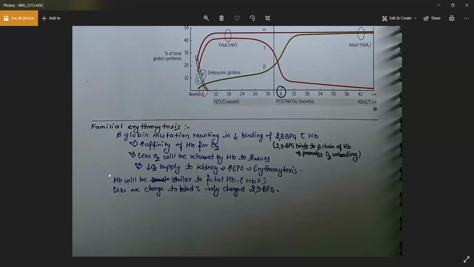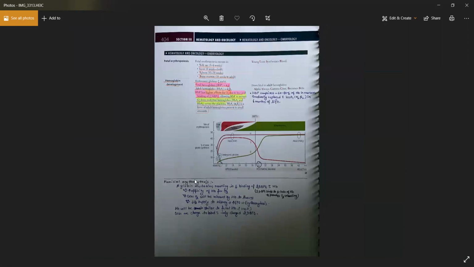Is that okay? So Stefan can ask you what this hemoglobin will be similar to, right? This adult hemoglobin will be similar to the fetal hemoglobin, because fetal hemoglobin also has the higher affinity for the oxygen, right? Because of less binding to the 2,3-BPG. Yeah, this is a case of familial erythrocytosis.